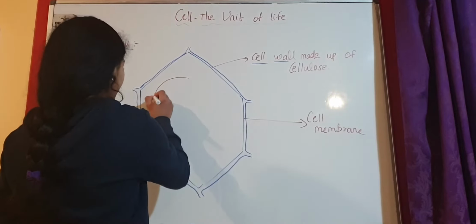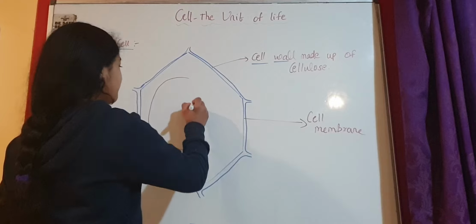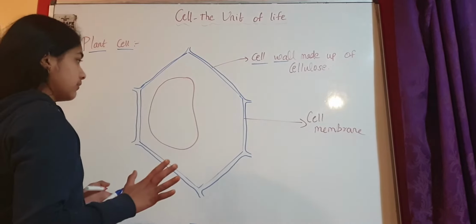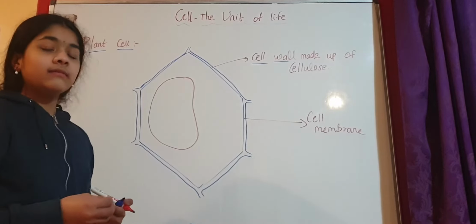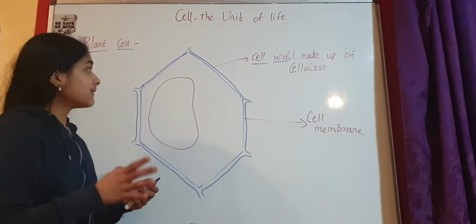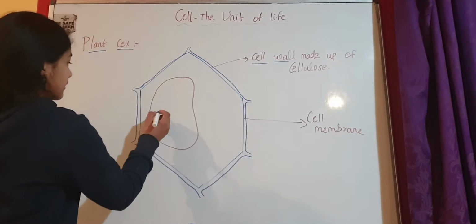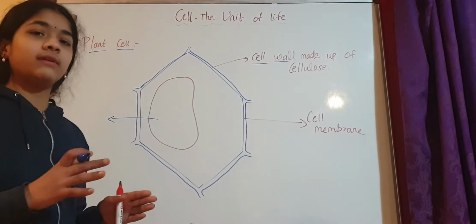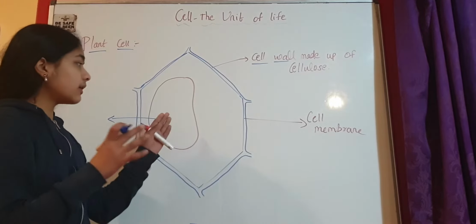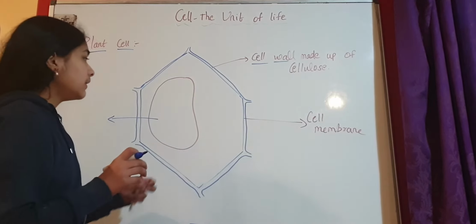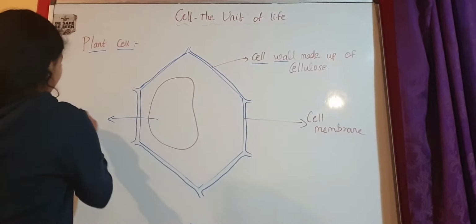Next, we are going to draw the next one. We are going to talk about the vacuole. Now this is a big and large vacuole. When we talked about animal cells, we drew little small vacuoles, and there were many. But in a plant cell, the vacuoles are very large and big, and they are usually located in the center of the cell. So this is the vacuole.